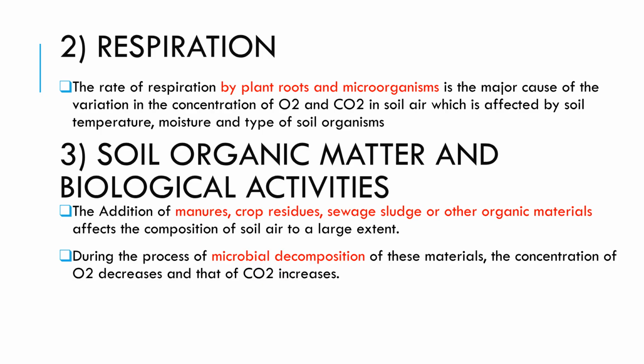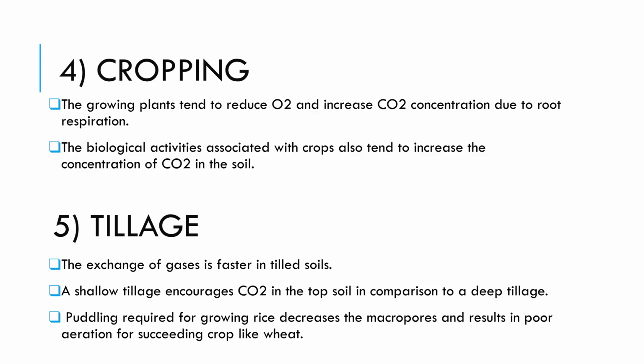Respiration by plant roots and microorganisms is a major factor in O2 and CO2 variation. The addition of organic matter, such as manures or crop residues, also affects soil air composition. Microbial decomposition of these materials decreases O2 and increases CO2 concentration. Growing plants tend to reduce O2 and increase CO2 due to root respiration and associated biological activities. Tillage generally increases the speed of gas exchange in the soil. Shallow tillage encourages CO2 in the topsoil compared to deep tillage.